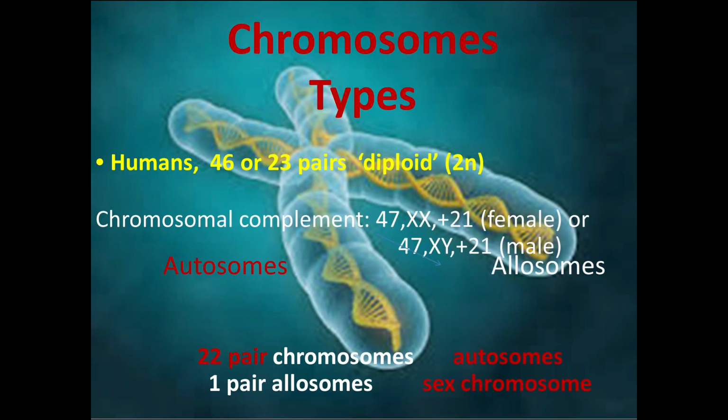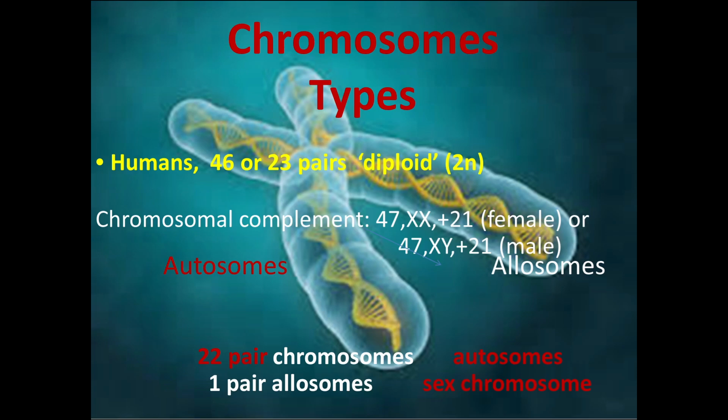Next we can find out the chromosomal types with the help of this slide. In the case of chromosome types, there are two types, autosomes and allosomes, and normally human beings have 46 chromosomes, or 23 pairs, which are diploid in nature. When we take sex differentiation with the help of chromosomal complement, females have 46XX and males have 46XY.